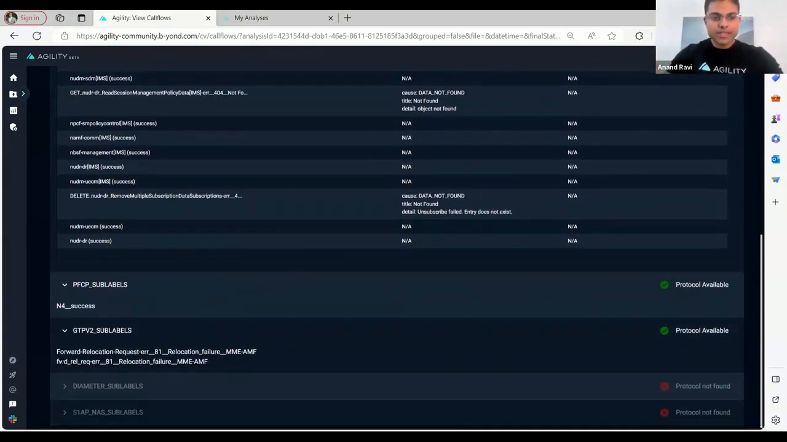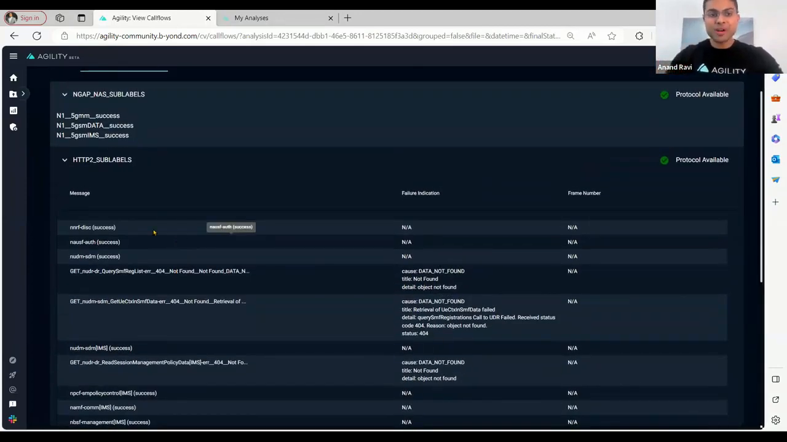Along with that, this is really where the core of the problem was for this call flow. The forward relocation request responded back with the 81 relocation failure, and that's where the N26 handover is failing. So I need to go back and reflect on why the MME is not responding from here. But this is one example. Now, if I were to ingest hundreds or let's say thousands of PCAPs together, that's where the potential of applied AI can be harnessed to provide different kinds of signatures that are coming out of these PCAPs for every subscriber.